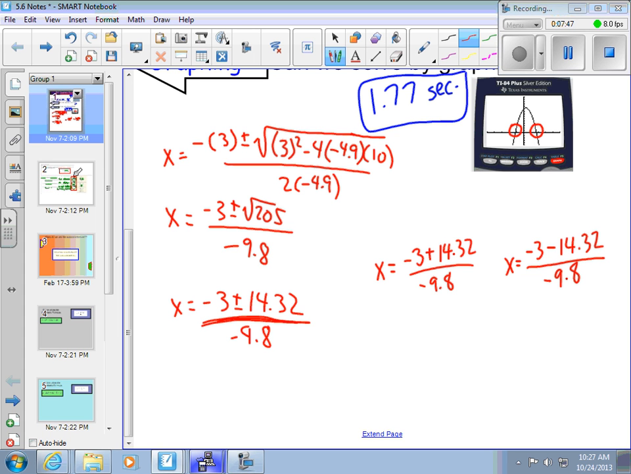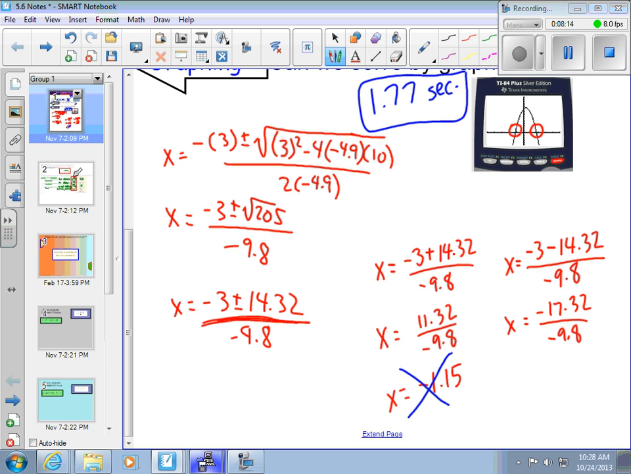So add up the top first. This one will be 11.32 divided by negative 9.8, and this other one we get negative 17.32 over negative 9.8. Now use your calculator to do some division. If you divide this first one out, it comes out to be a negative number, and we can't have a negative time here, so this is not our solution. You can't have a negative time.